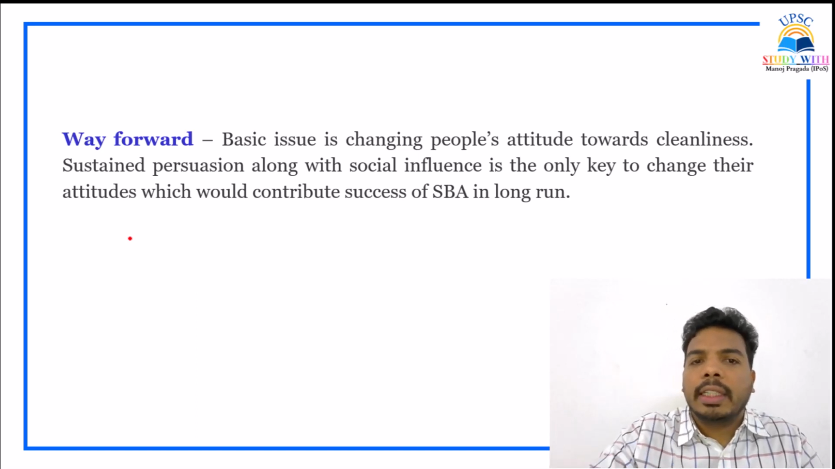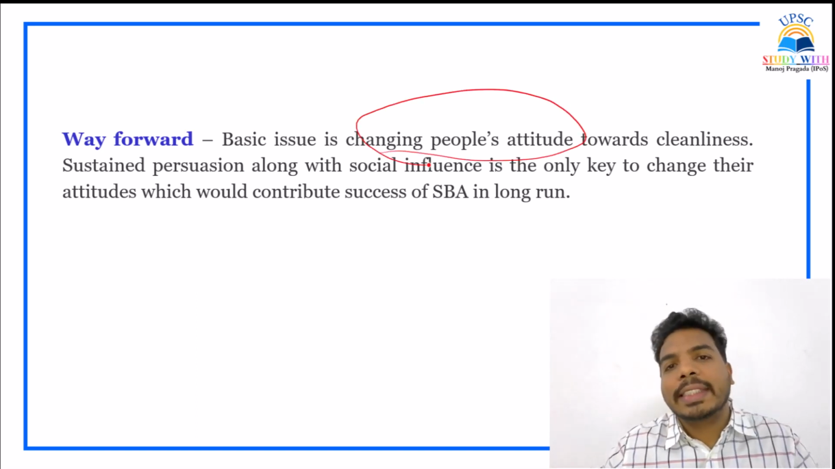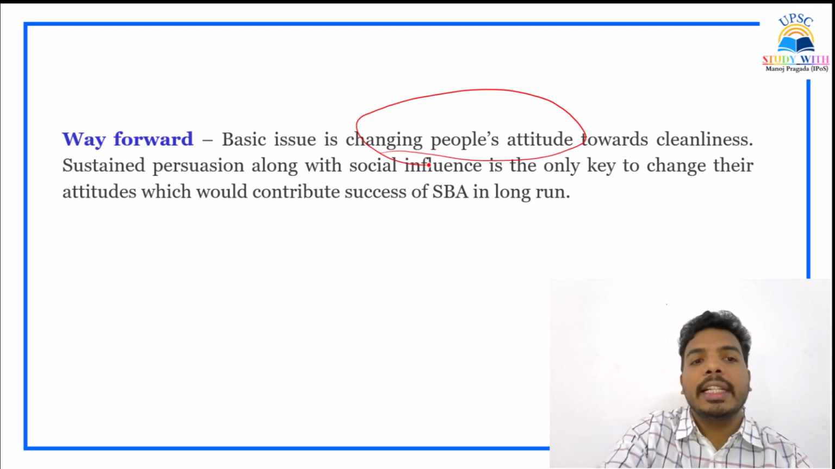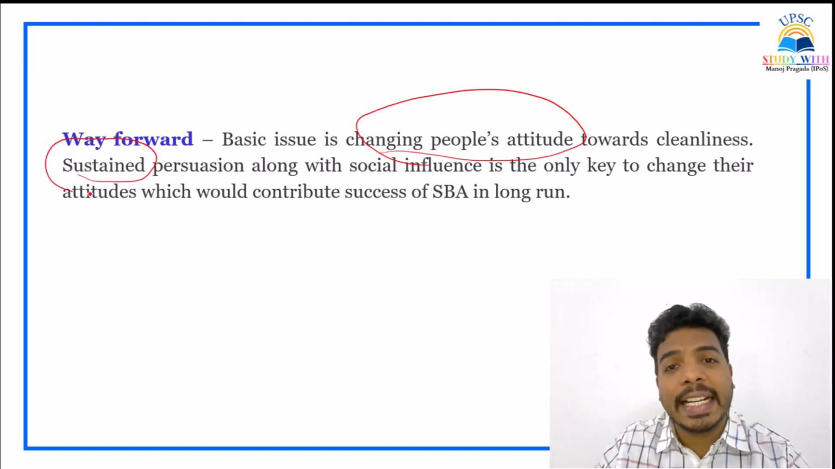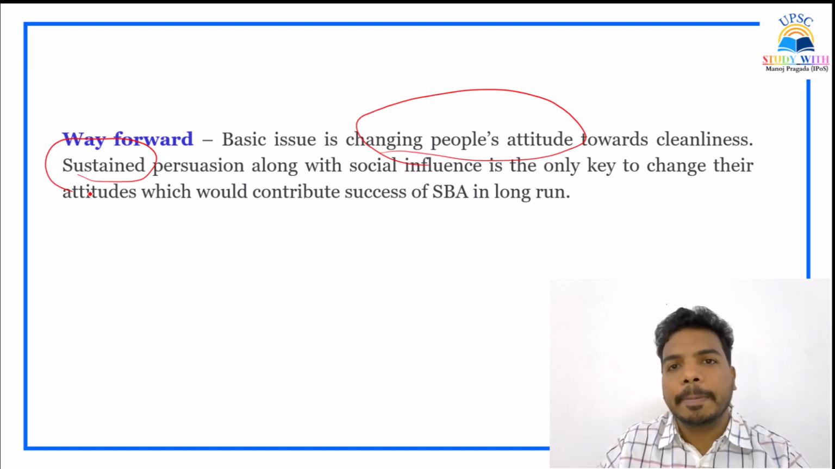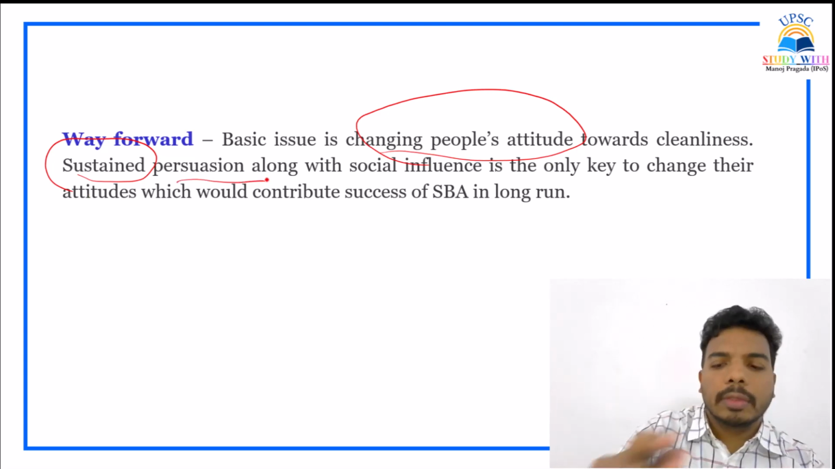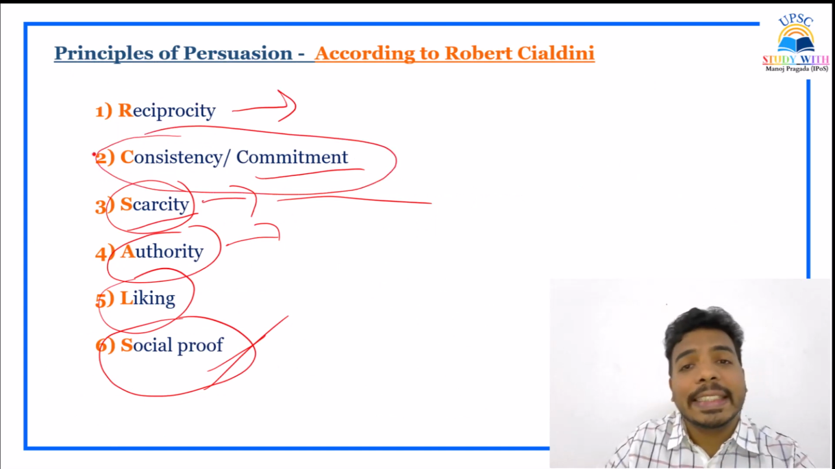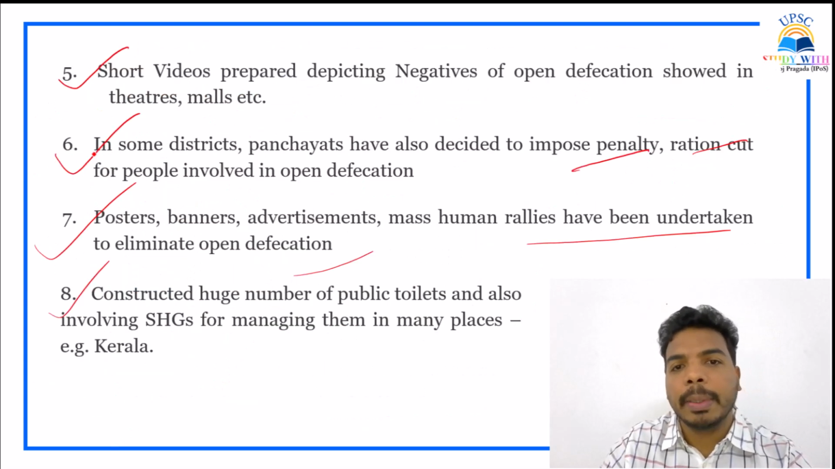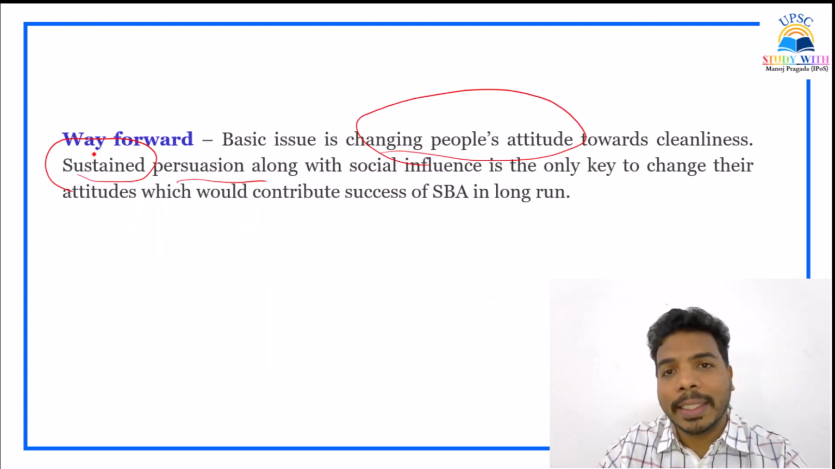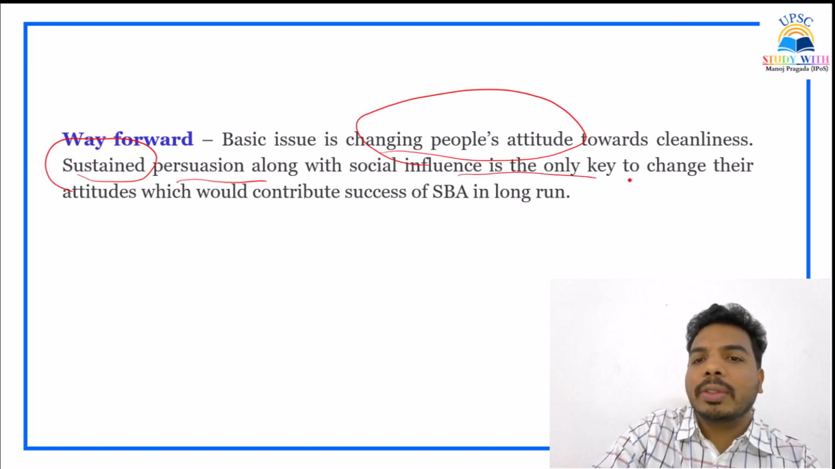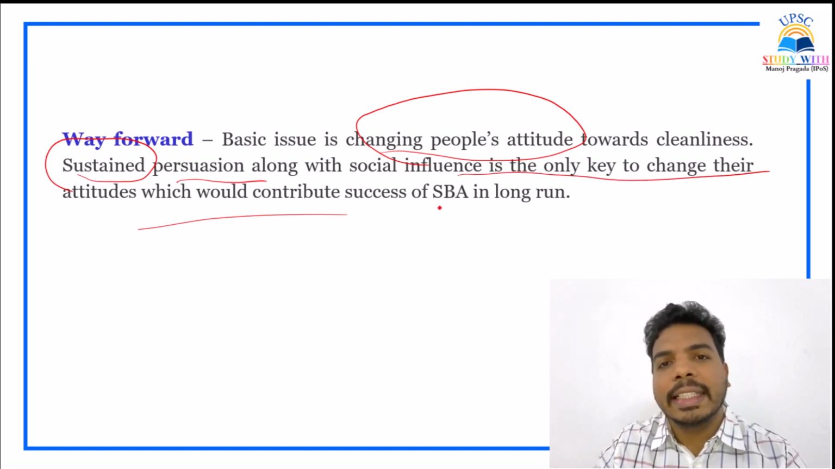So the way forward is, as I have told you, the basic issue is changing people's attitude towards cleanliness. Not only open defecation, but overall cleanliness, overall waste management. So how? You have to do sustained campaigns, sustained persuasion. If every day you are convincing people, then their attitudes will change. We have already discussed this. There is one principle of persuasion, that is consistency. If you show consistency and commitment, then definitely people's attitude will change. That's why Swachh Bharat Abhiyan is still continuing, because you should have continuity. Persuasion along with social influence is the key to changing their attitudes.